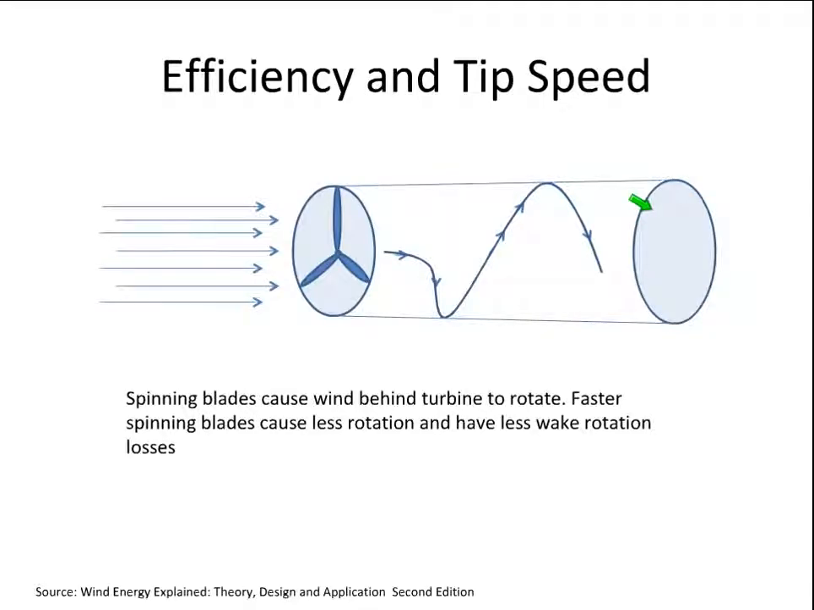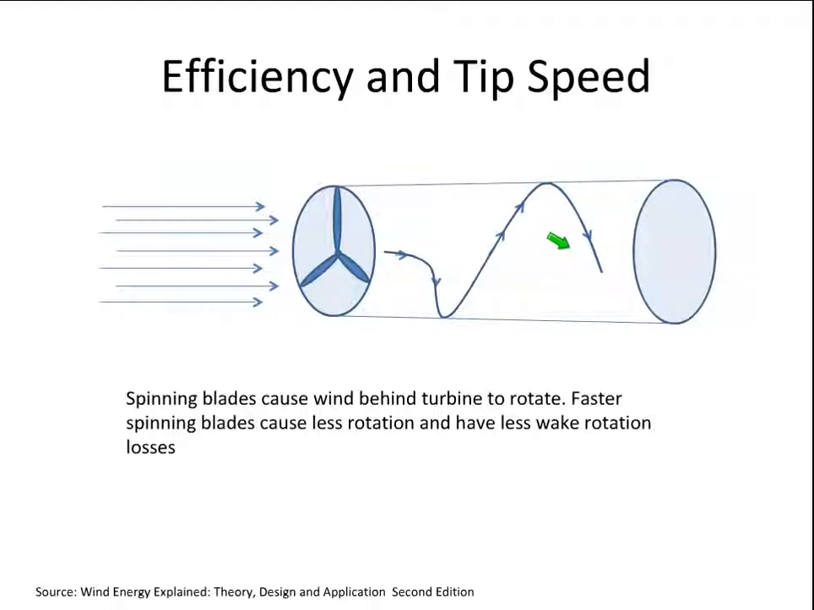Okay, let's talk a little bit more about efficiency for a moment. One of the reasons that efficiency is lower in some turbines is if we think about the wind moving in and hitting our turbine blades and causing those blades to spin, there is some turbulence being caused by those blades and causing the wind behind that, which is basically the same wind, but it imparts some rotation to that wind. And it's been shown that the faster this turbine blade spins, the less rotation is imparted into the wind behind it.